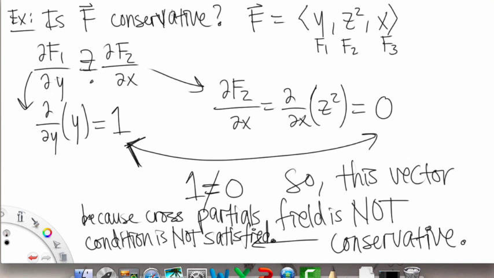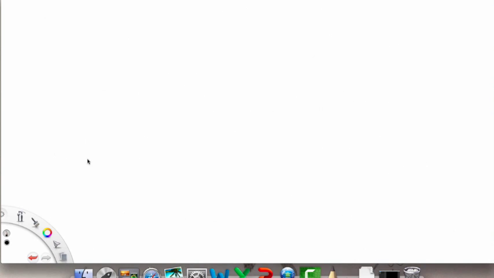Okay, and then in the 2-dimensional case, if you have a vector field of 2 components, like y squared and x squared, or something like that, then you have to do the cross partials just once, because you don't have a 3rd component to compare it with. So, all right. Now on to the last topic for this video.